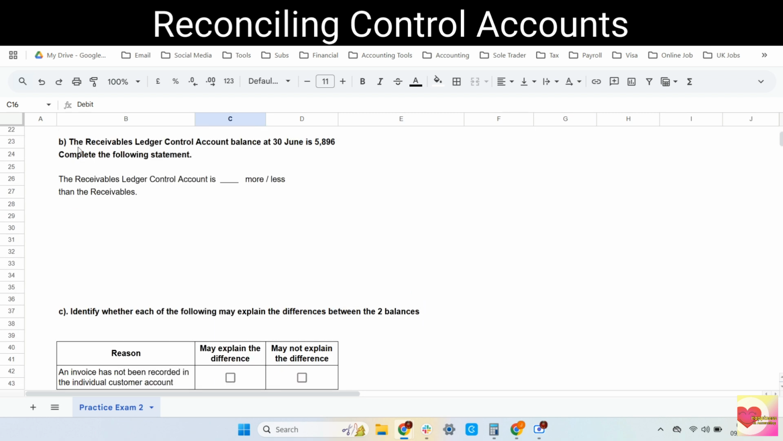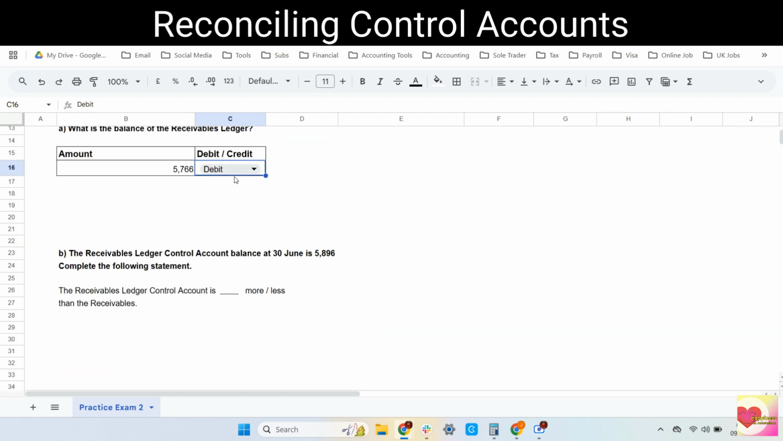Next, letter B, the receivables ledger control account balance at 30th of June is 5,896. Complete the following statement. The receivables ledger control account is blank, more or less than the receivables. To answer this question, let's pretend this side of our screen is our blank paper. We can see that the balance of RLCA is different from the balance of the receivables.